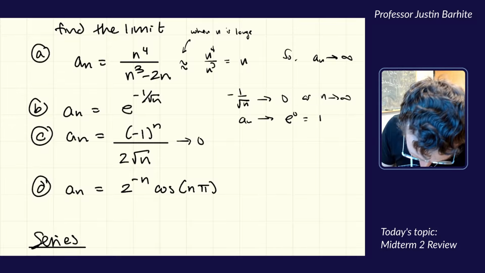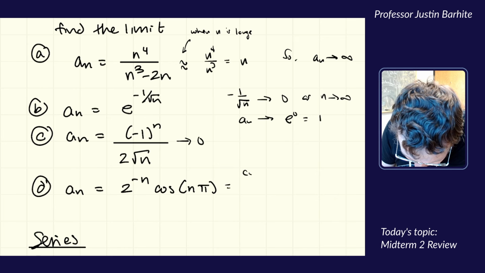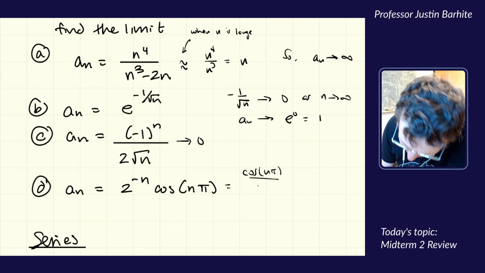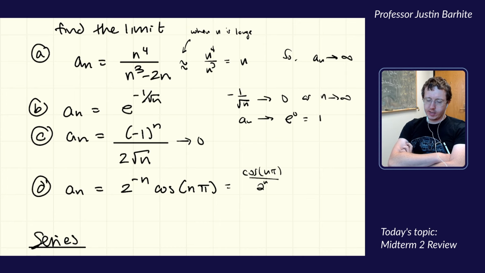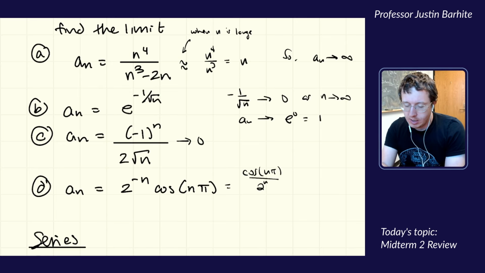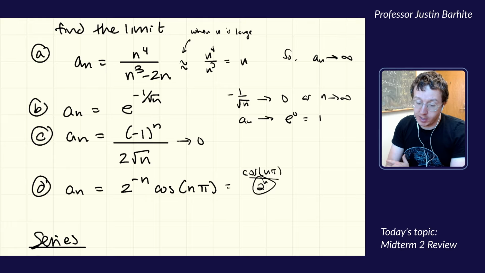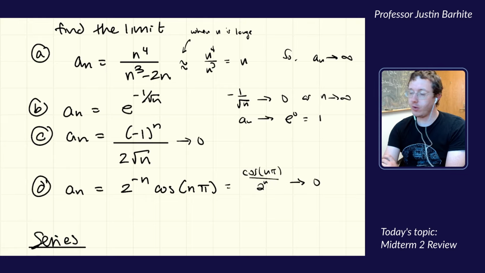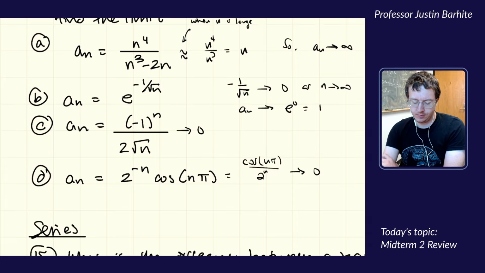And then for this last one, let me rewrite this in what might be a more helpful form, cosine of n pi over 2 to the n. This cosine of n pi bounces around between 1 and negative 1, but we're dividing it by terms that are growing exponentially. This is approaching 0.